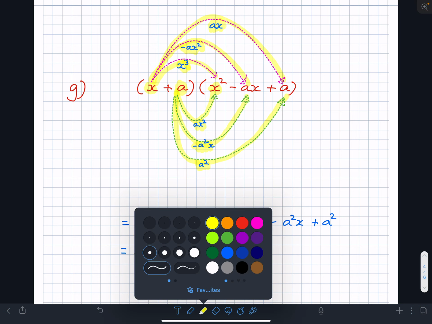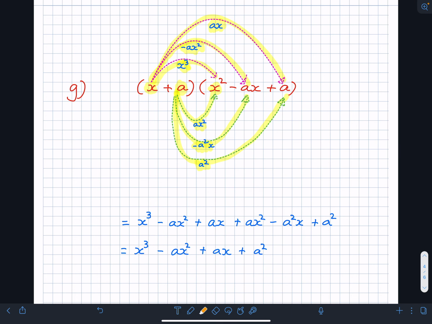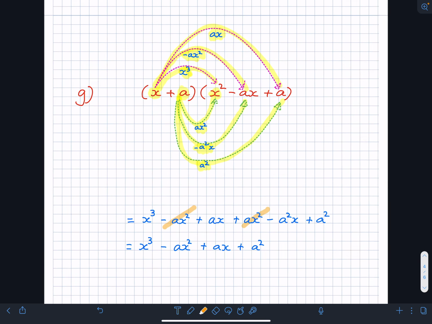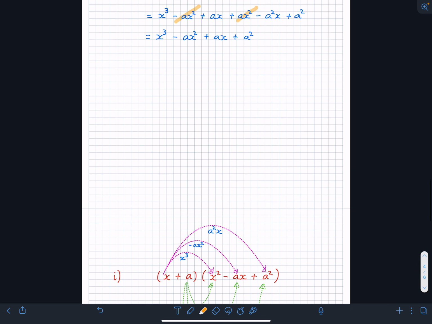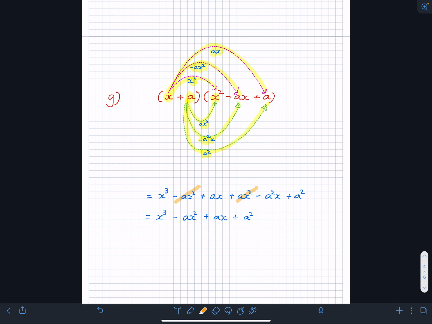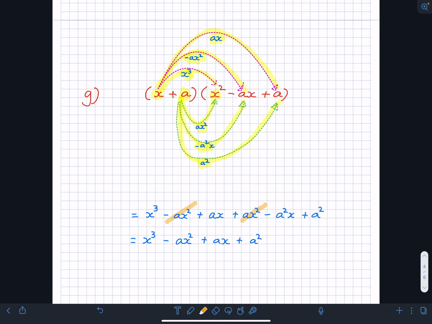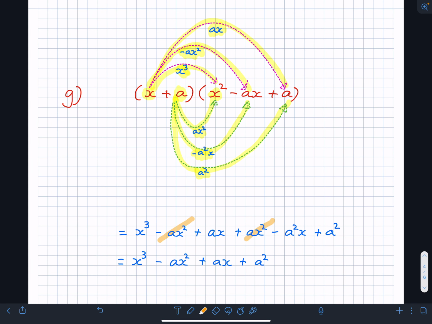These two will cancel each other out. My apologies. That one and that one will cancel each other out. We've got a negative ax squared and a positive ax squared. So they will cancel each other out. And so then we're left with our final answer of x to the power of 3 minus ax squared plus ax plus a squared. So in this video, we've been able to expand and then simplify. And in question G, the negative ax squared and the positive ax squared both cancelled each other out.